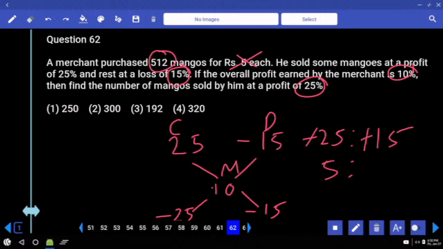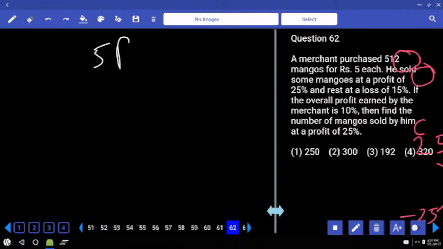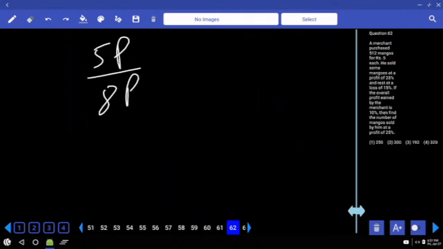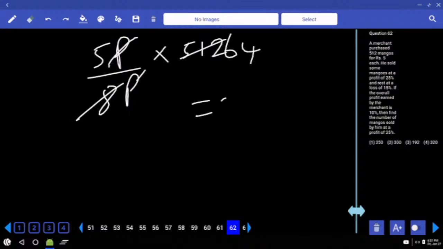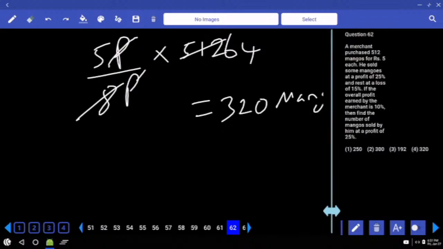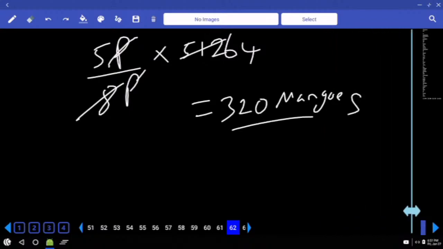This is 5:3. Now he is asking the number of mangoes sold by him at a profit of 25%. 25% profit అంటే ఏది, this one only. అంటే 5 parts by 5 + 3 parts, 8 parts into, what are the total number of mangoes, 512. Cancel, 64. So answer is what, he sold 320 mangoes at a profit of 25%, and the remaining 192 he sold at a loss of 15%.